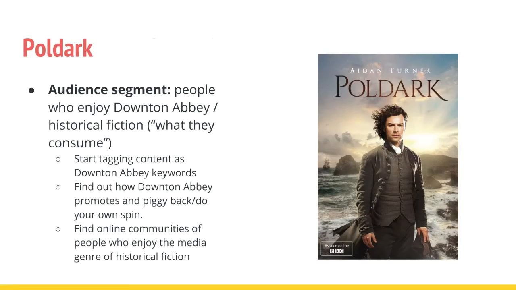Next up, Poldark, the television show on BBC. So this audience segment, based on how Jonathan found out about it, was probably people who enjoy Downton Abbey and historical fiction. So going back to the question of what they consume, specifically what are their favorite television shows and movies. So what Poldark could do, if Aidan Turner was just some nobody, is start tagging their marketing content with Downton Abbey keywords. I don't know what those are because I am not a part of this audience segment, but if you are or know someone who is, maybe you have a better idea.